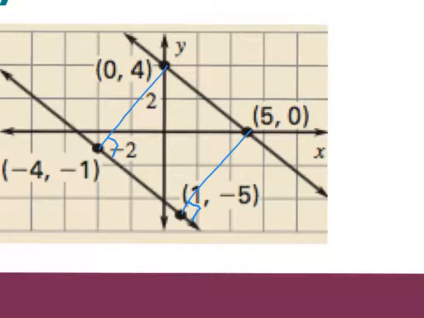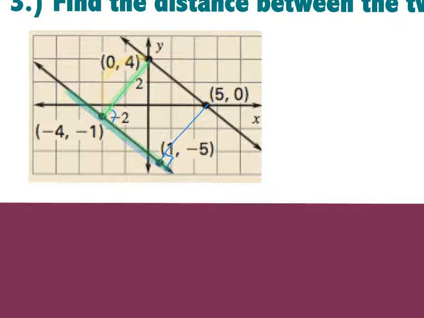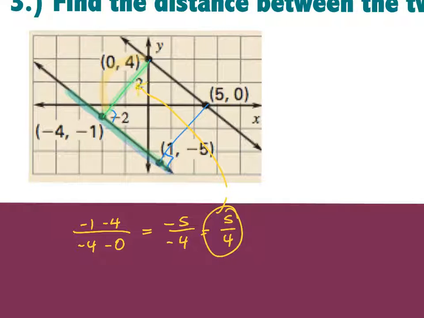So how do you know if it's perpendicular if you're given the points? You get the slope form. Good. I need the slope form, and I could do it a lot of different ways. But let's say I want to say that this is perpendicular to this line. Then I'm going to find the slope of this line, and then the slope of this line, and show that they're perpendicular. So the slope of this first line here would be -1 minus 4 over -4 minus 0, and I get -5 over -4, or 5/4. So that's the slope of that line.